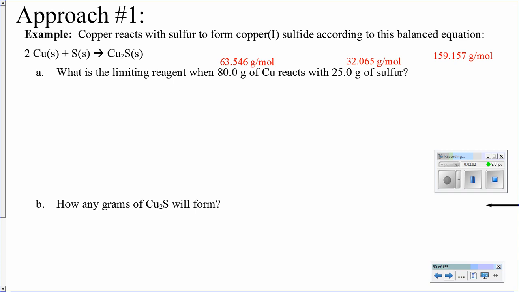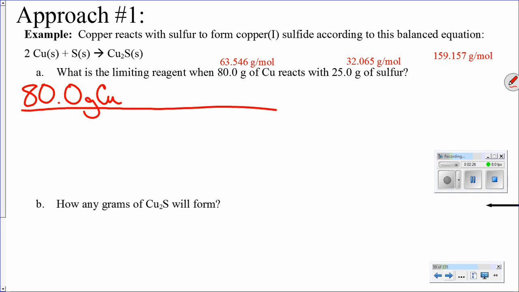So in this problem, we have copper reacting with sulfur to produce copper(I) sulfide according to this balanced equation. This is given to you nice and balanced. Sometimes you might have to write these, but it will depend on the problem. So we're going to look first at what we would have as our limiting reagent. We start with our 80 grams of copper, and I do have the GFM labeled for that there, so we can go through this a little more quickly.